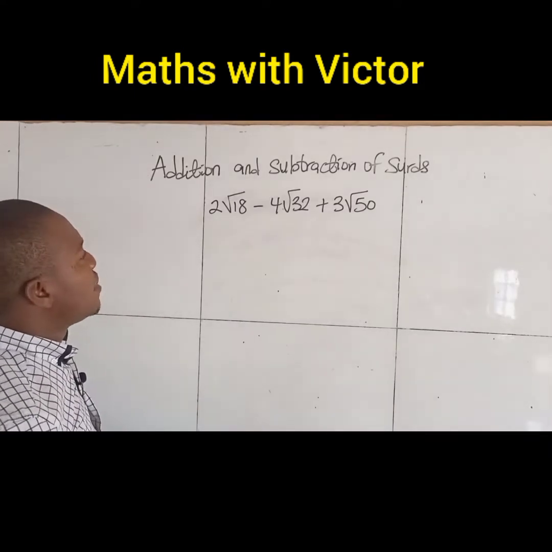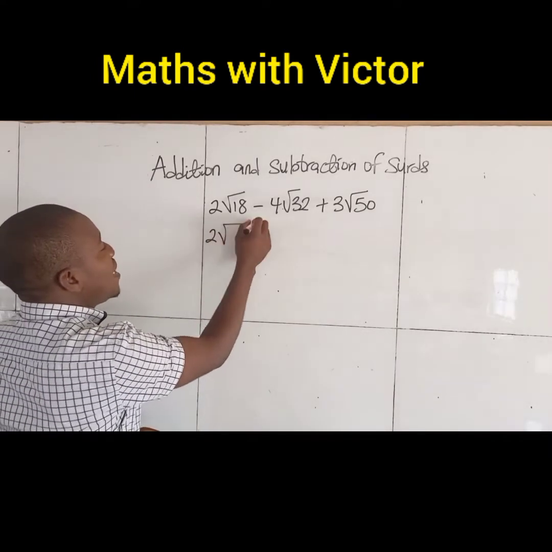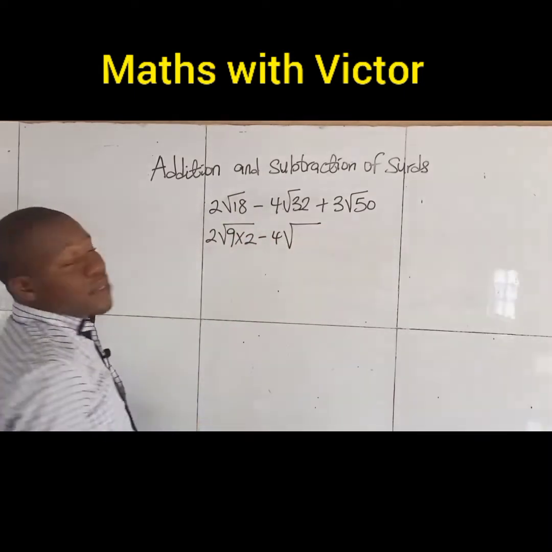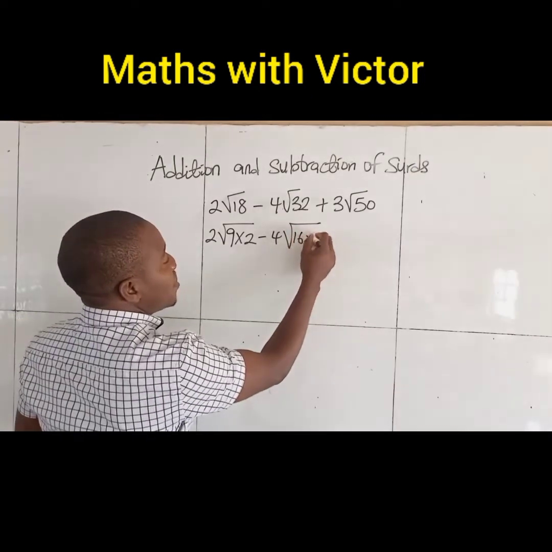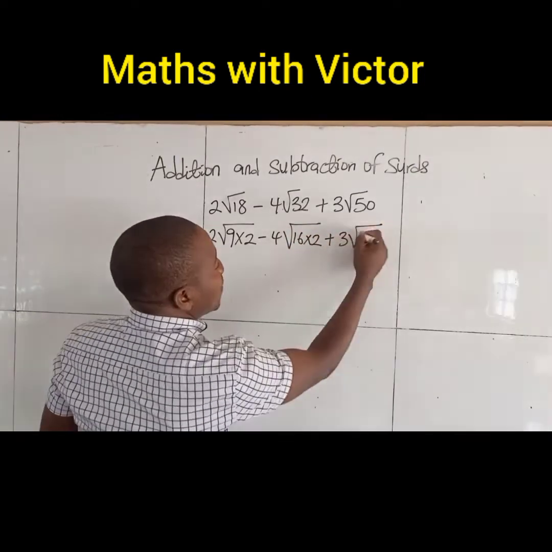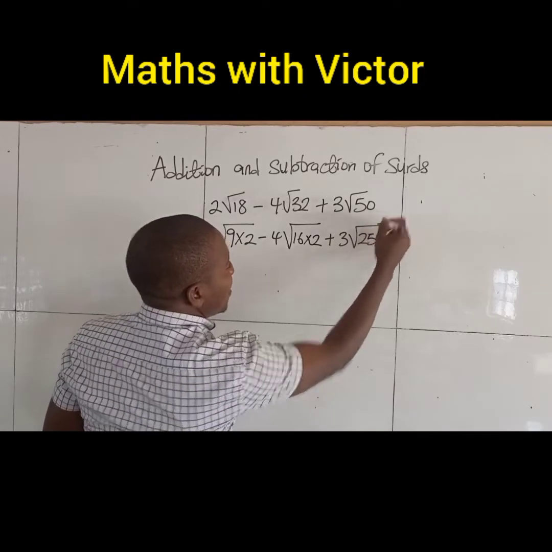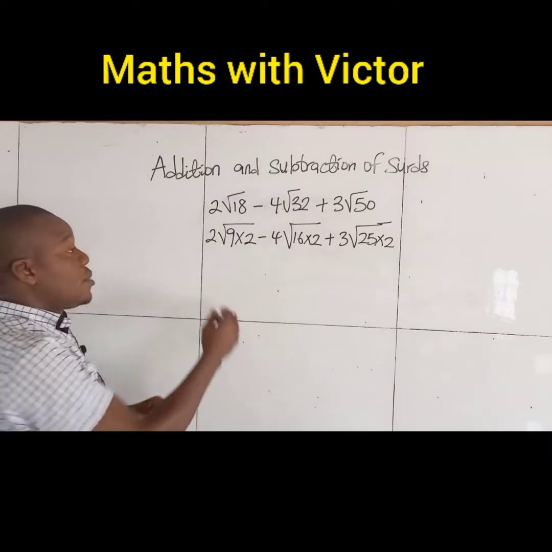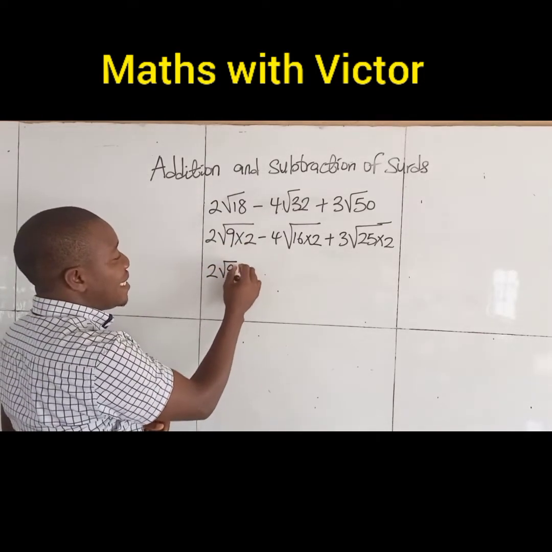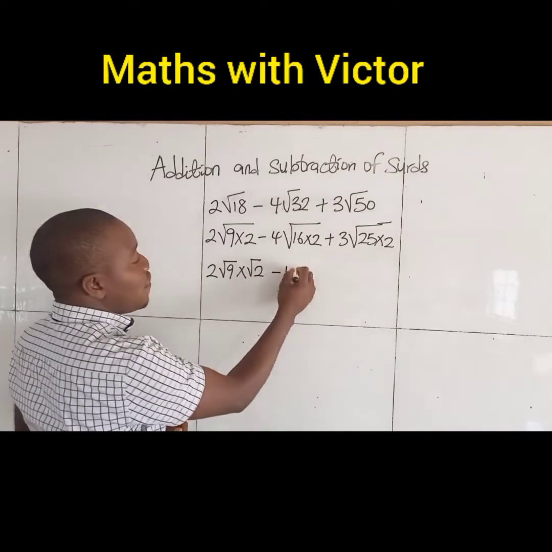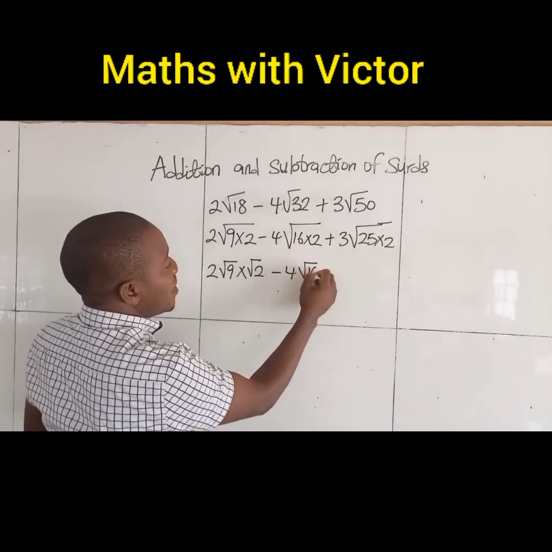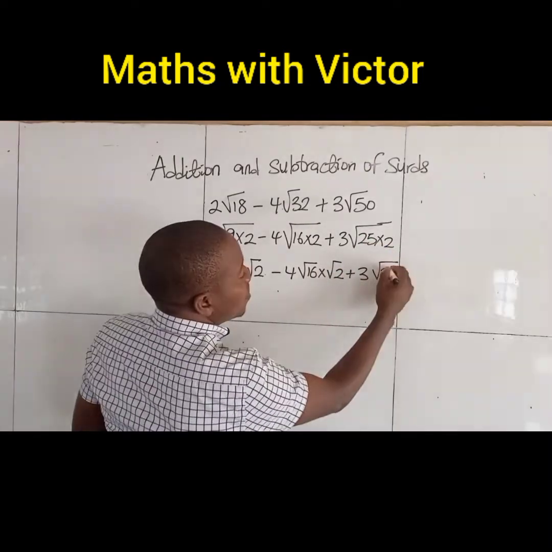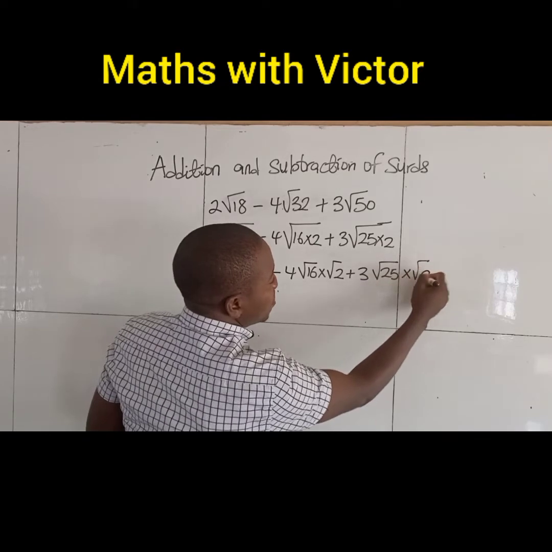So we break them down to their basic form. 2 root 18 is 9 times 2, minus 4 root 32 is 16 times 2, then plus 3 root 50 is 25 times 2. And then we continue. The square root here is for 9 and 2. We can split them out. So we have 2 root 9 times root 2 minus 4 root 16 times root 2 plus 3, I split them out also, root 25 times root 2.